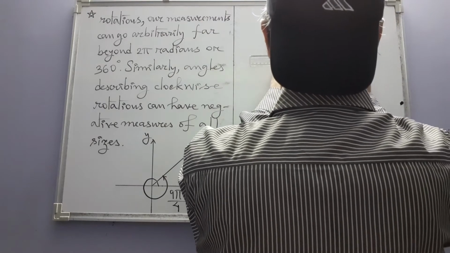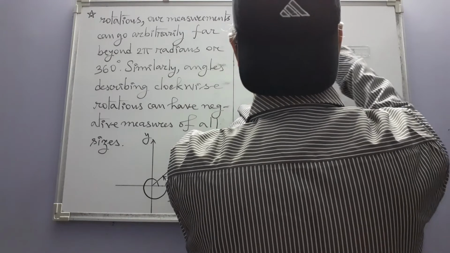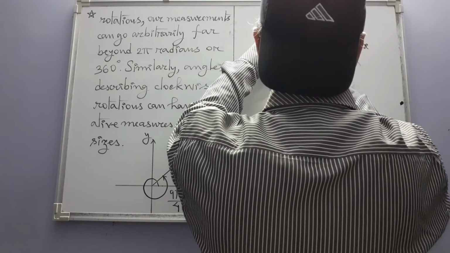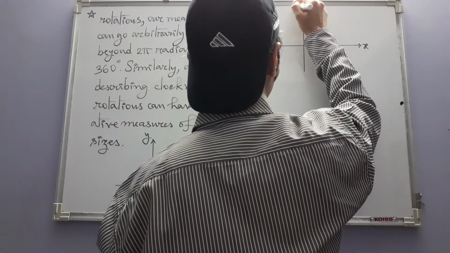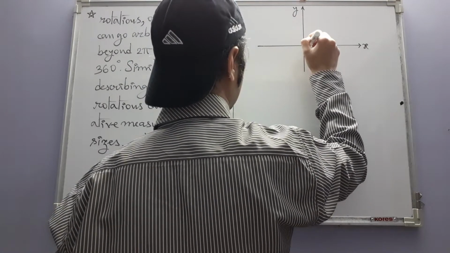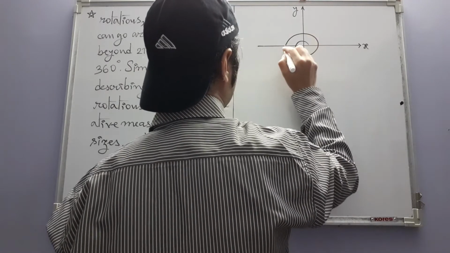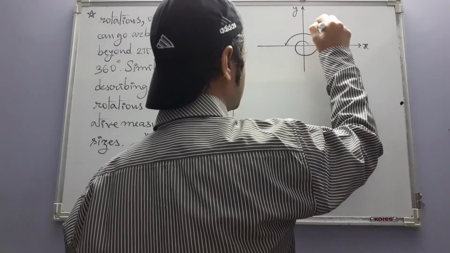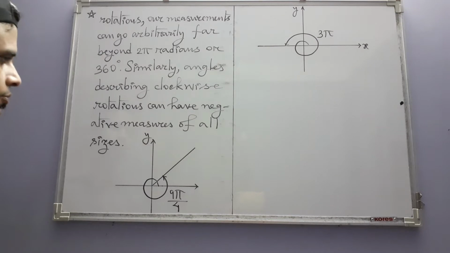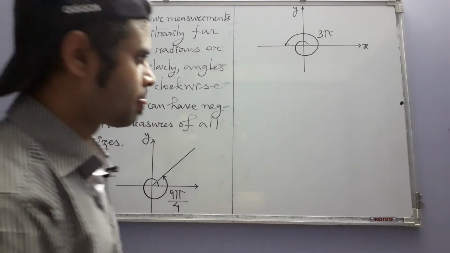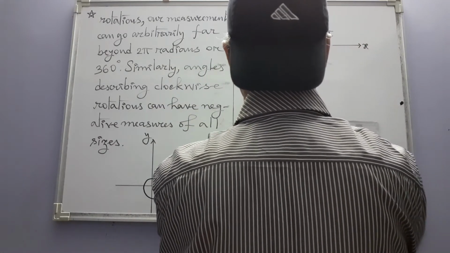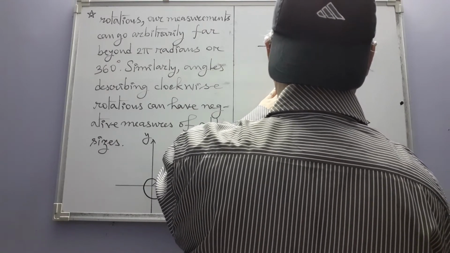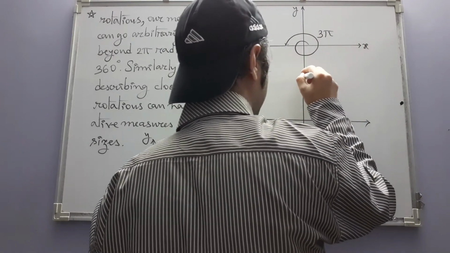Another such large angle is this. Pi, another pi radians. That means 3 pi radians. And another one such negative angle, a negative measure, which is not necessarily large, but large and small, these of course don't have any fixed meaning. But it's a negative angle.